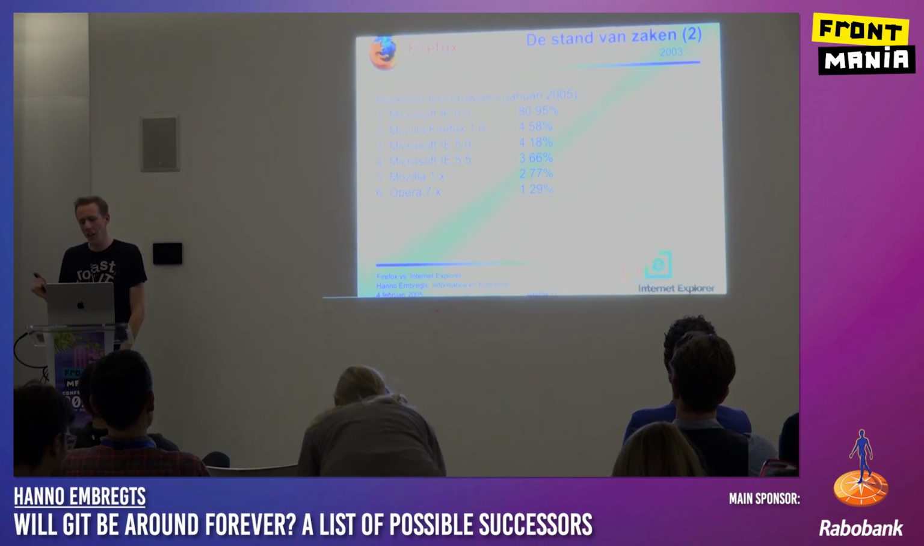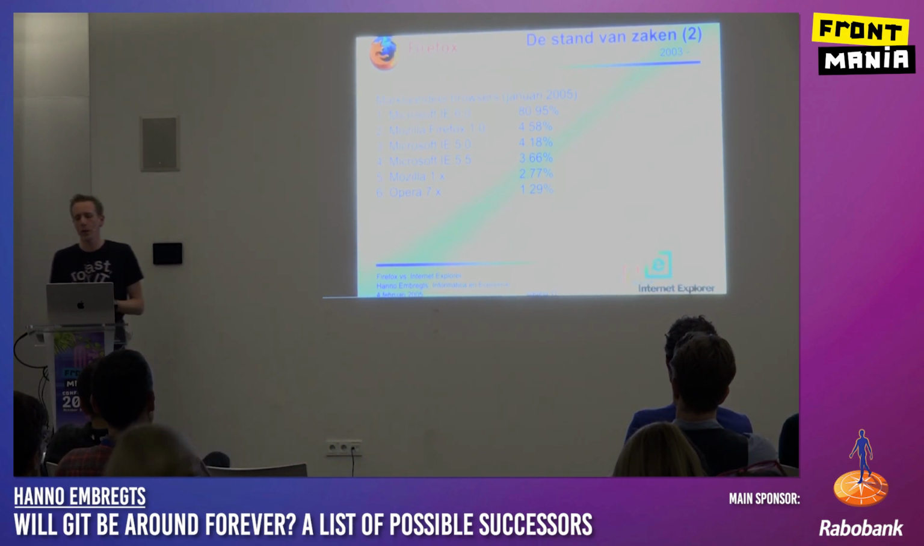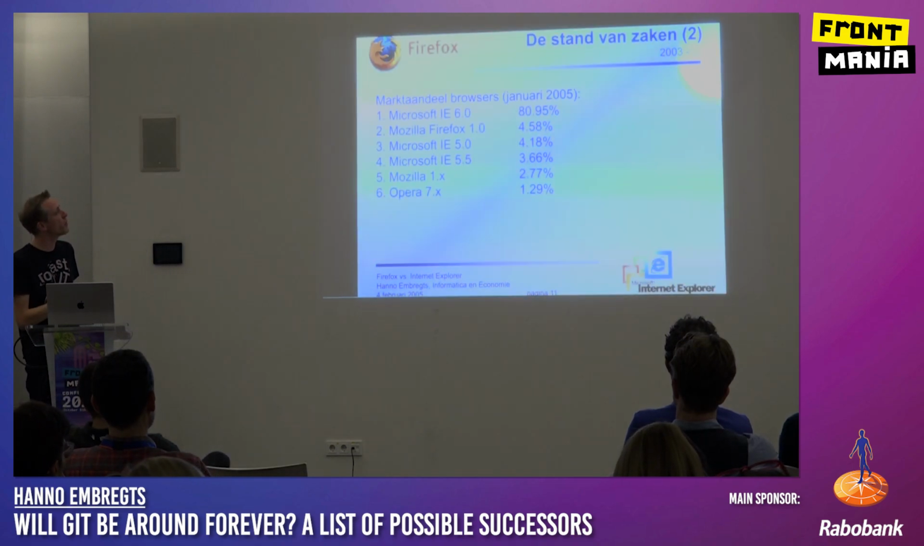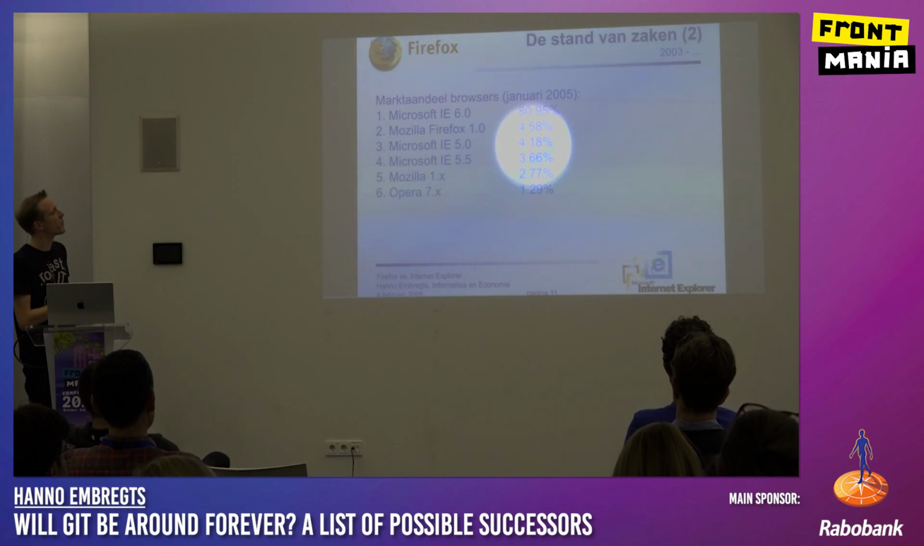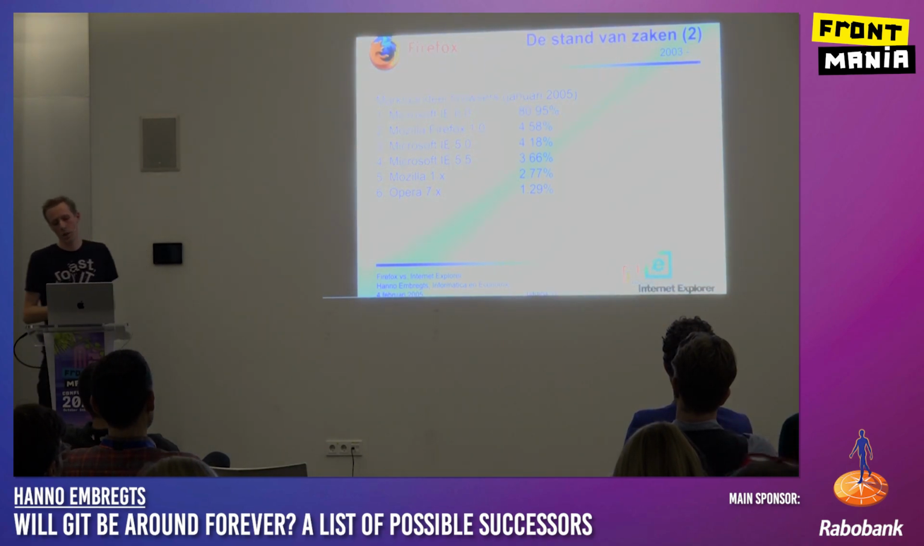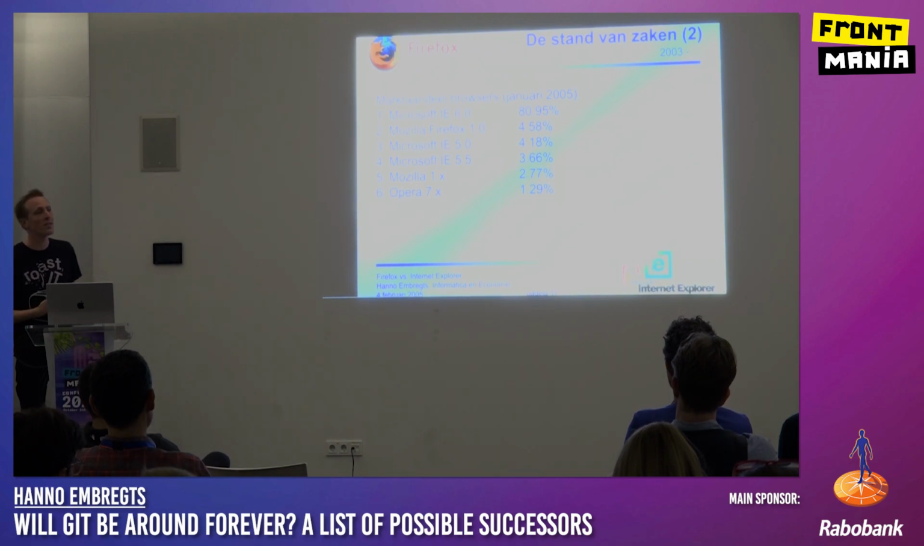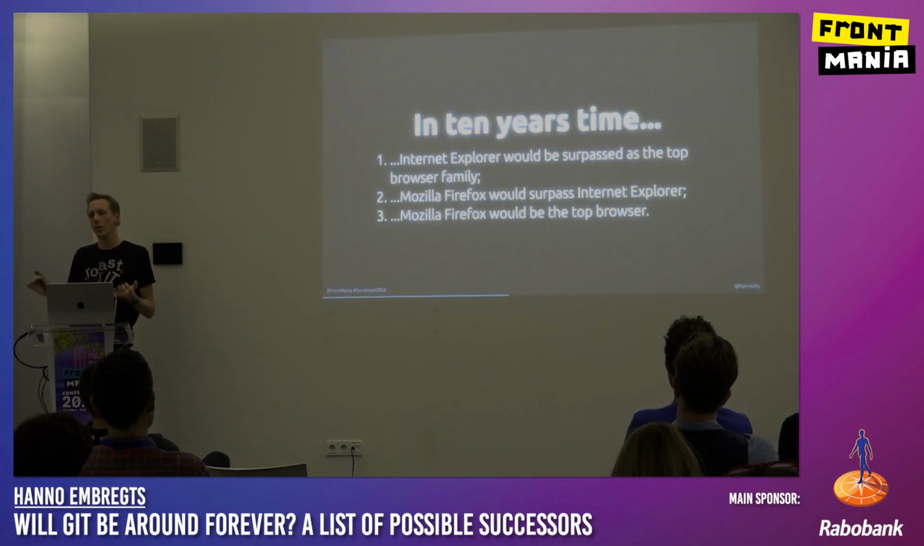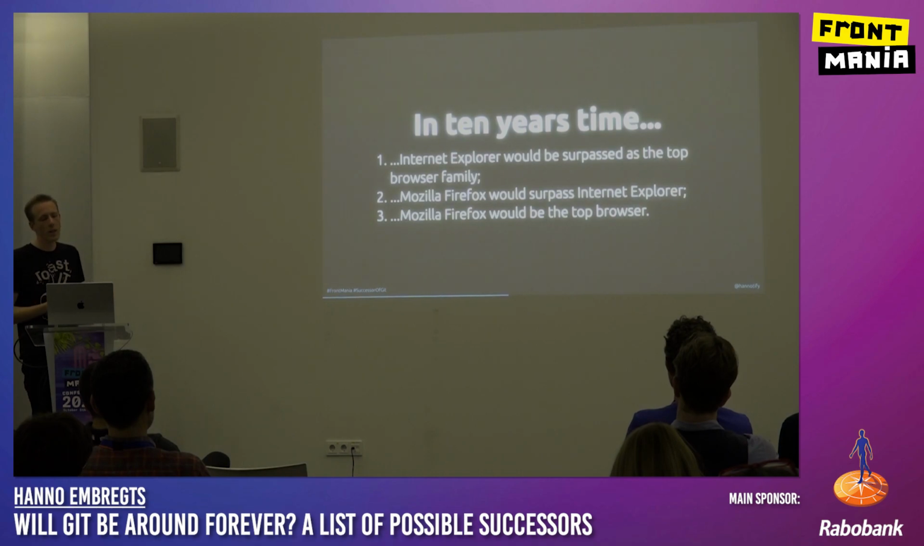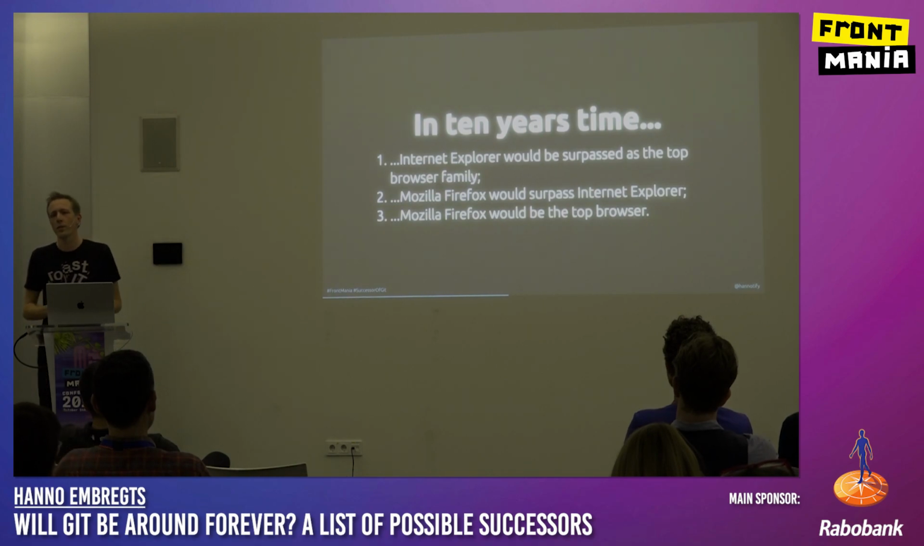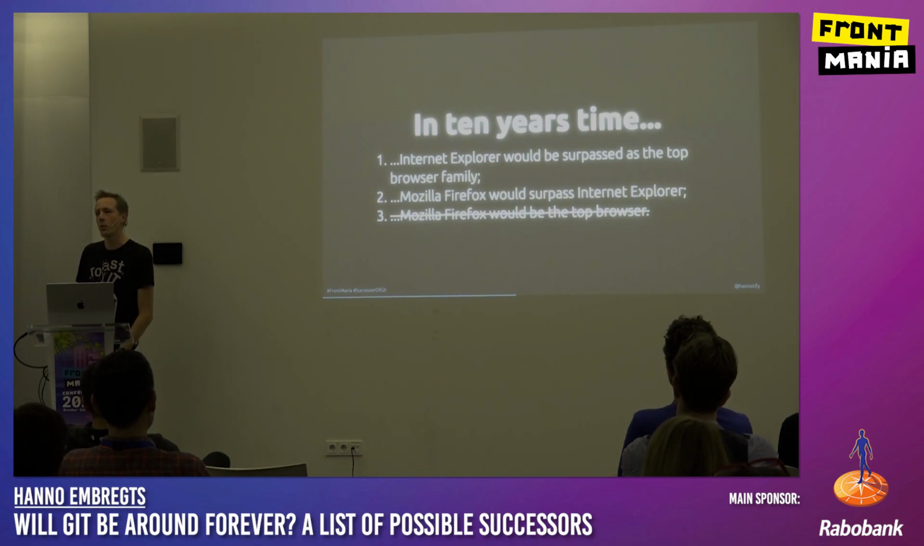Anyway, apart from being ugly, the slide shows that the Internet Explorer browser family was very dominant in 2005. 90%, almost 90% if you add these percentages, was using an IE browser. Now, in this college talk, I predicted 3 things, and 2 of them actually happened 10 years later. So you could say I'm kind of experienced with doing this kind of stuff. These were my predictions in 2005. I predicted IE would be surpassed as a top browser family, so all versions. Firefox would surpass IE on its own, and also Firefox would be the top browser. I was kind of a Firefox fanboy back then. Well, just the last one never happened because Firefox never was the most popular browser in the world.